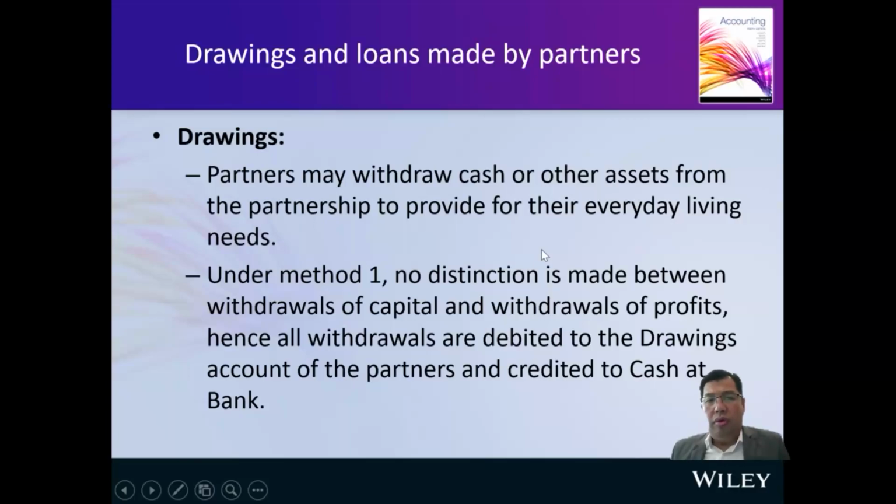Okay, now we move to drawing. What is drawing? Partners may withdraw cash or other assets from the partnership to provide for their everyday living needs. So they might take cash, use some of the facilities, or take assets for their own personal use. That will fall under drawing. Under method number one, we're going to record that as a withdrawal. We're going to debit the drawing accounts and credit cash if the drawing is in cash. This drawing will reduce your capital accounts.